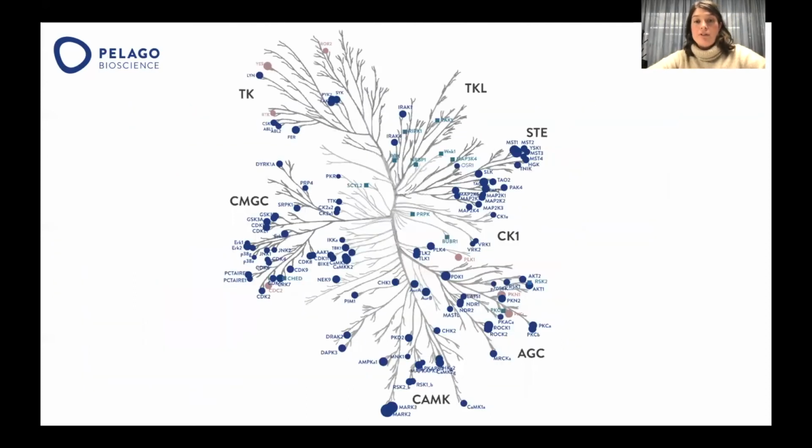Another way of illustrating this data is to look at the kinase family tree. So in this plot, the blue round circles are the proteins that are stabilized by staurosporin. And then we have the pink ones that are being destabilized by staurosporin.